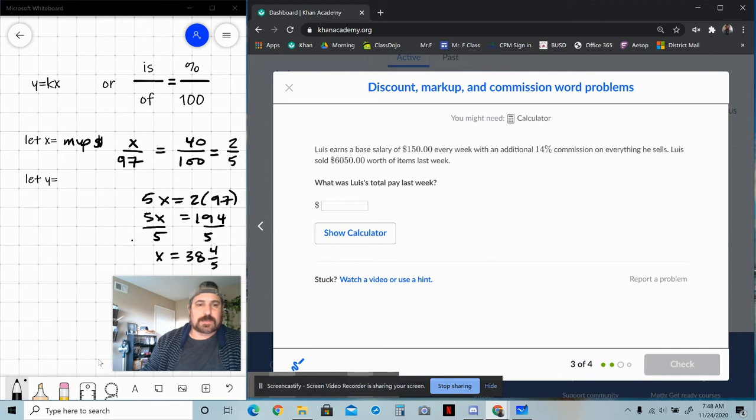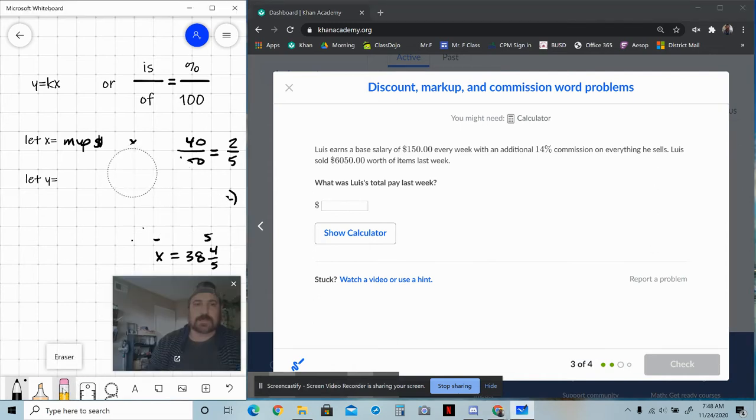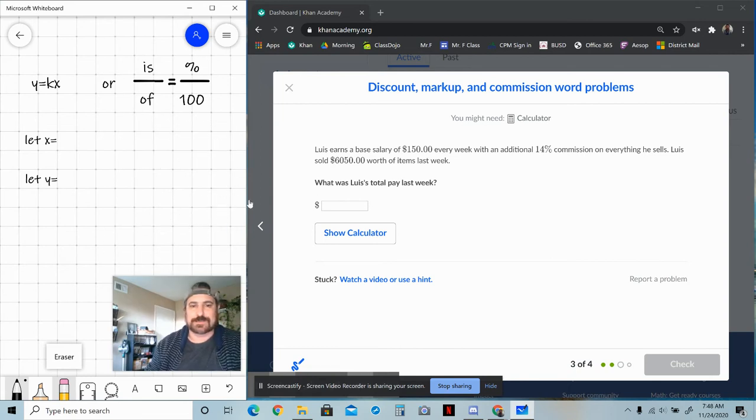So for this next one, it's a commission problem, it looks like. And commission is just a percentage of the sale paid for the sale, right, to the person who sold it. So that's all it is, just a percent problem. So Luis earned a base salary of $150 every week with an additional 14% on everything he sells. Luis sold $6,050 worth of items last week. What was Luis's total pay last week?